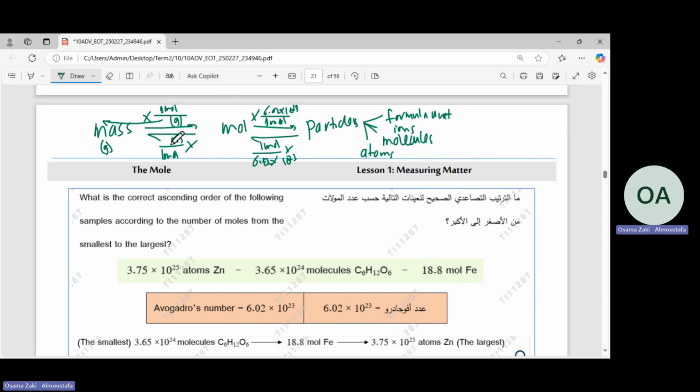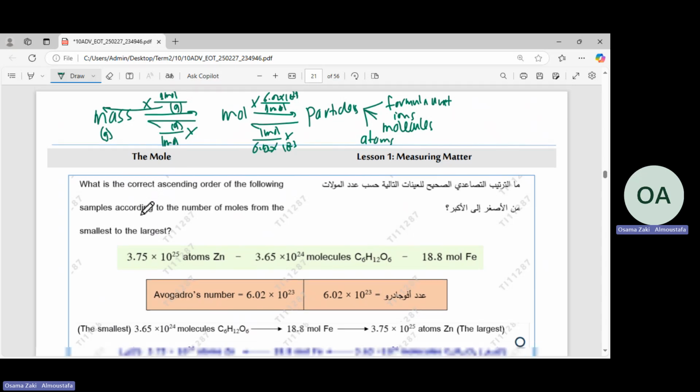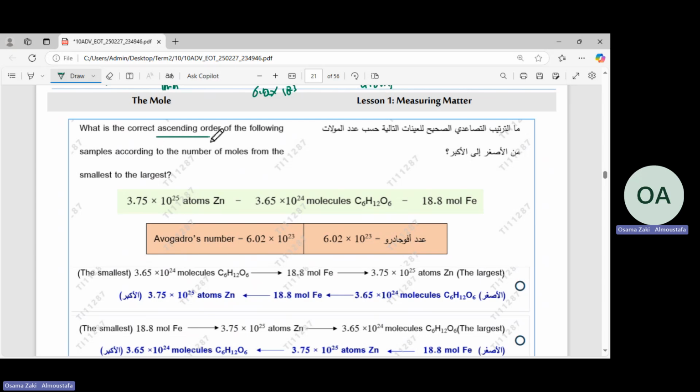So let's move on and check what is the correct ascending order. Ascending order means from the smallest to the largest, here about the number of moles. So what do we have here? We have 3.75 times 10 to the power 25 atoms of Zn, and this is the first one. The second one is 3.65 times 10 to the power 24 molecules of C6H12O6, and the third one is 18.8 moles of Fe.